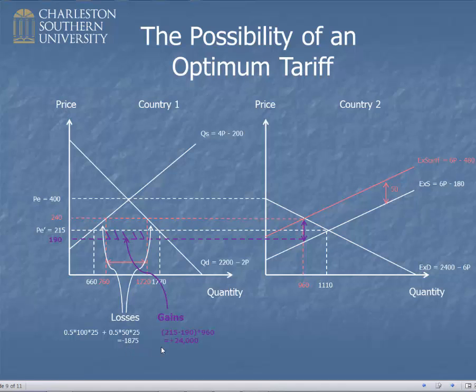1875, and now the gains, this little box right here, is the area of a box, which is just the base times the height. So here's the height right here, 215 minus 190, right? That's this thing, and then its base is 960, which works out to be 24,000. So we have this gain, we have this offsetting loss, and so we have a net gain of 22,125.